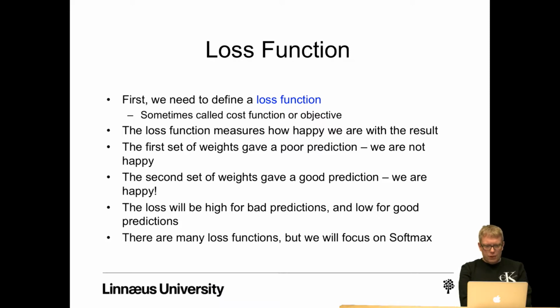So that's the first thing we need to define. The loss function is sometimes called a cost function or objective, and it measures how happy we are with the result. The first set of weights for the cat image gave a poor prediction, and we're not very happy with the result. The second set of weights gave a good prediction. We labeled the cat image as a cat, so we're happy with the prediction. And the loss will be high for bad predictions and low for good predictions. There are many loss functions we can use, but we'll focus on a very common one called Softmax.